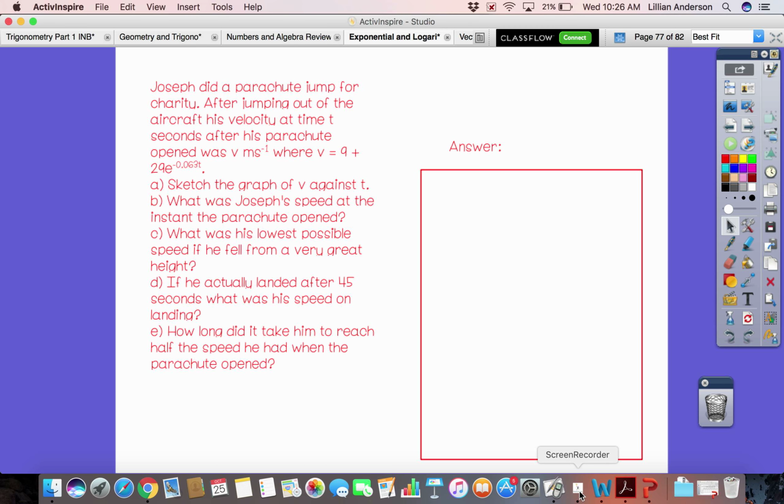Here's the next one. Pause it, press play when you're ready. And if you're wondering, those are 9s right there. That's a 9 here, that's a 9 here. So 9 plus 29e raised to the negative 0.063t.